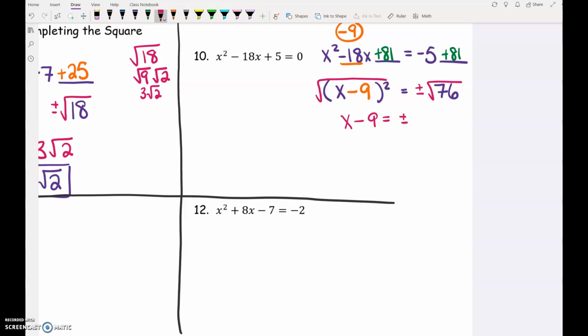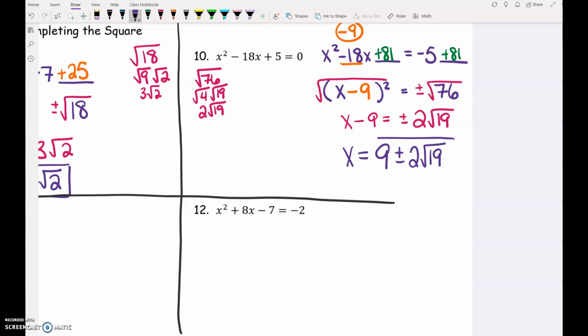Some of you like to simplify the square root of 76 right underneath here. Personally, I like to take this over to the side just so I feel like I have more room. Let's see. 76 divided by 36, I think that's a decimal. Not 25, not 16, not 9. 4 and 19. So 2 times the square root of 19. 2 square root 19. All right, I'm done, right? No. Add 9 to both sides. 9 plus or minus 2 times the square root of 19.